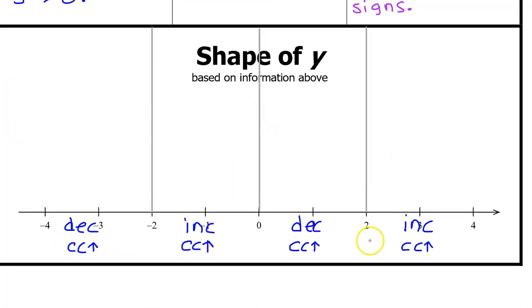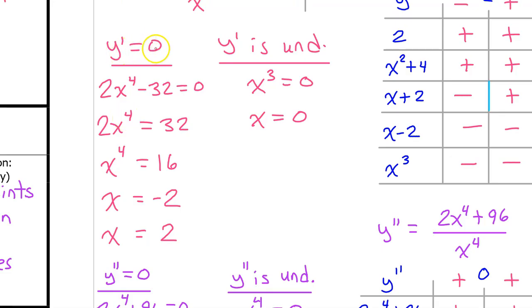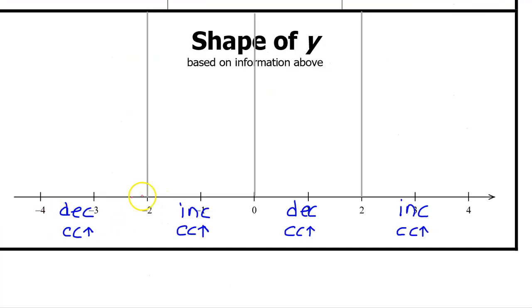In addition to this information, let's identify any places where y has a horizontal tangent line. Y has a horizontal tangent line wherever y prime is equal to 0. We found that y prime was equal to 0 at x equals -2 and x equals +2. Let's put a little horizontal mark at -2 and +2 to remind us to sketch a horizontal tangent line when we approach these values. So here we go.